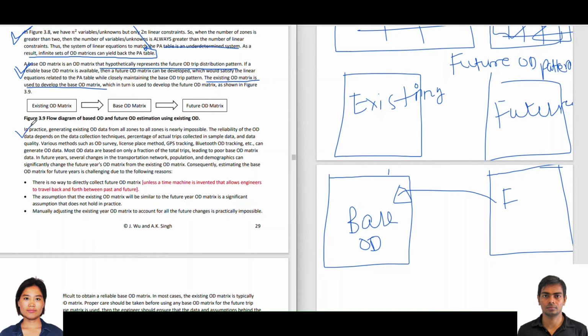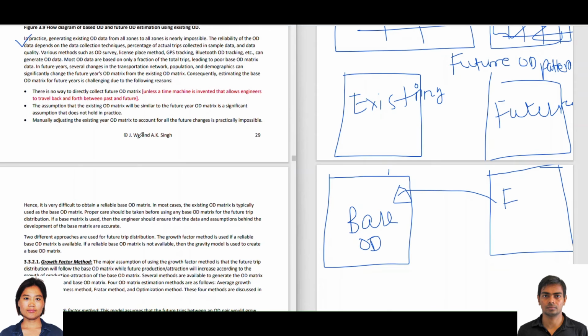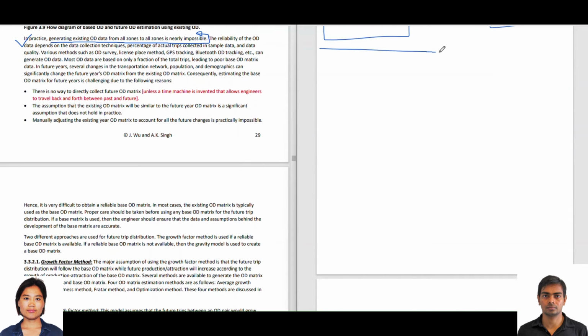The next paragraph discusses the limitations of these OD matrices. So why we are developing a base OD matrix when we can directly develop the future OD matrix is described here. In practice, generating existing OD data from all zones to all zones is nearly impossible. The first thing is the existing data collection. There are various ways of collecting data, listed here, such as OD survey, license plate method, GPS tracking, Bluetooth data, etc. Those can generate OD data.